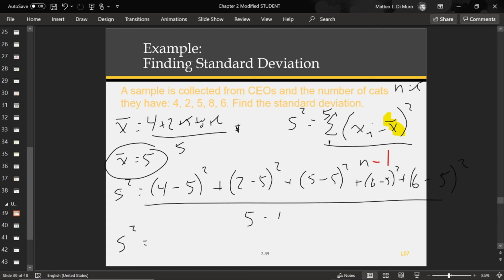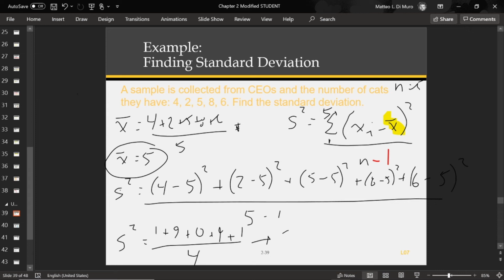Okay, now I recommend you pause the video, figure out those numbers for yourself, and I'm going to write them. So the first bracket gives us 1, the next bracket gives us 9, and then we get a 0, and then we get a 9, and then we get a 1 divided by 4. So I'm running out of room, so I'm just going to draw an arrow like that. So you're going to get 20 divided by 4, which is 5.